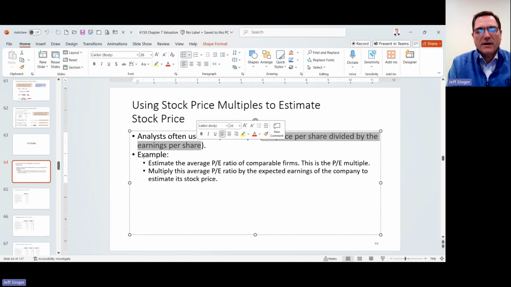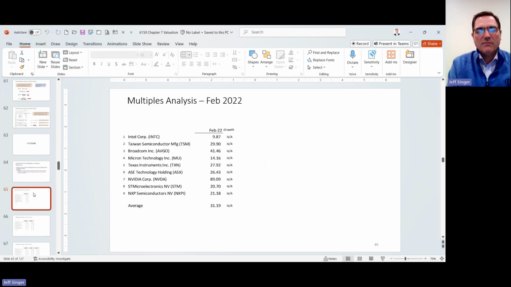So you look at the expected earnings, you look at the ratio. If the ratio is 5 and the earnings are 50, then it's going to be 5 times 50. So I look at some multiples of certain stocks in February of 2022.